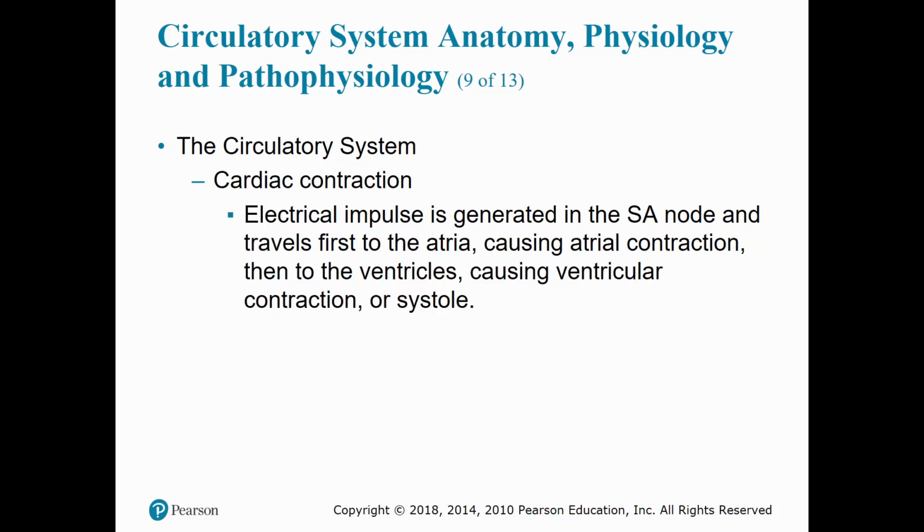The impulse then travels to the AV node by way of an internodal tract located in the area between the atria and the ventricles. There the impulse is inhibited briefly to allow the blood from the contracted atria to fill the ventricles. And then the impulse travels down the bundle to the left and right ventricles via the left and right bundle branches. From the bundle branches, the electrical impulse travels to the Purkinje fibers, which are embedded in the ventricular muscle, causing the ventricles to contract simultaneously.